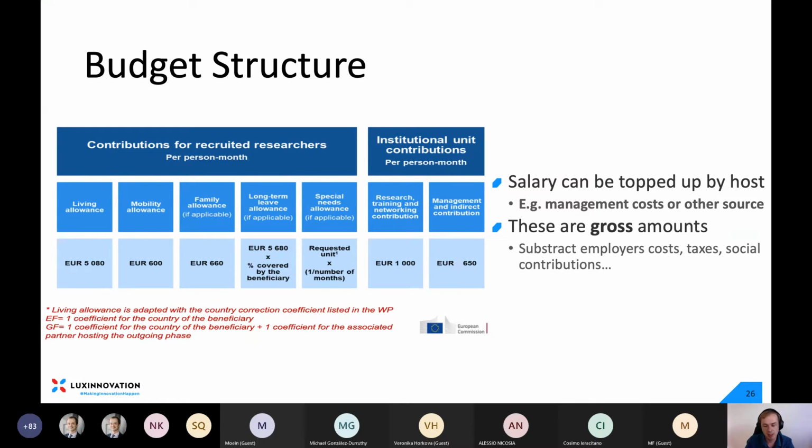The last part is the management and indirect contribution. This is given to you as a host. So this goes to the host. It's meant to cover their management costs because they need to spend some time on you. It's meant to pay for your desk and your electricity and all these things that you don't really count directly. And they can use this money for whatever they want. This money is not being audited, so it's free money that they receive. It's 650 euros per person per month. There's a comment about the country correction coefficient, but in Luxembourg this is 1. Everything is multiplied by 1, so you don't have to worry about it.